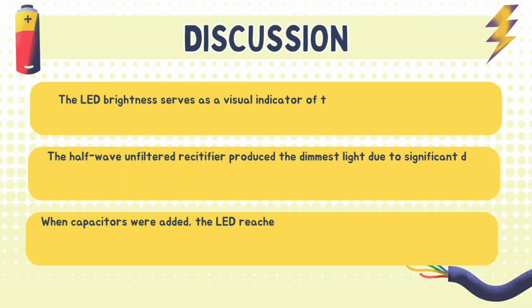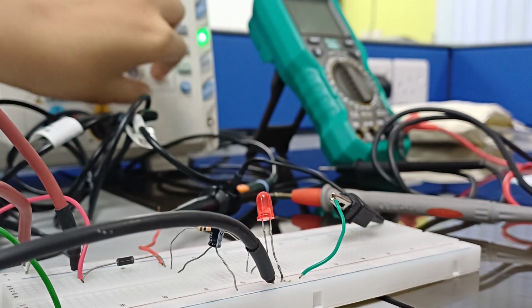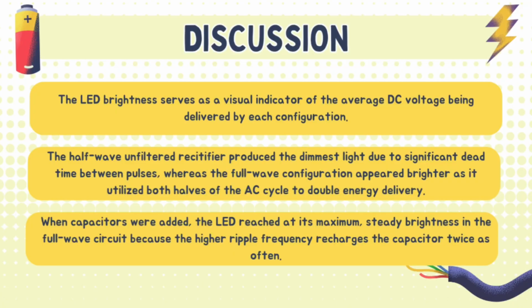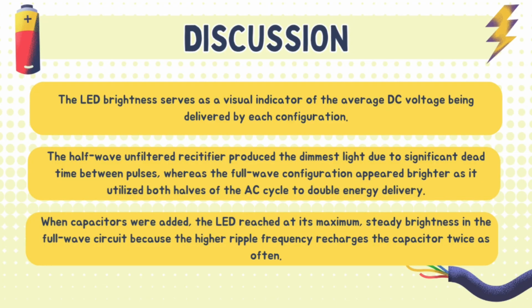In this experiment, the LED brightness serves as a visual indicator of the average DC voltage being delivered by each configuration. The half-wave unfiltered rectifier produced the dimmest light due to significant dead time between pulses, whereas the full-wave configuration appears brighter as it utilizes both halves of the AC cycle to double the energy delivery. When capacitors were added, the LED reached its maximum steady brightness in the full-wave circuit because the higher ripple frequency recharged the capacitor twice as often, maintaining a stable voltage near the peak.